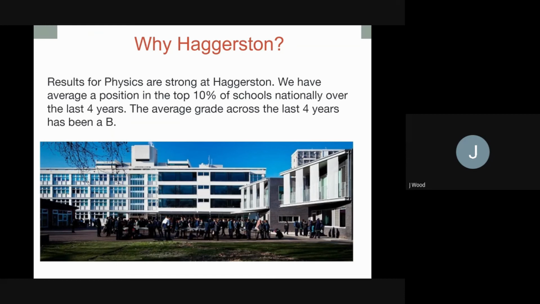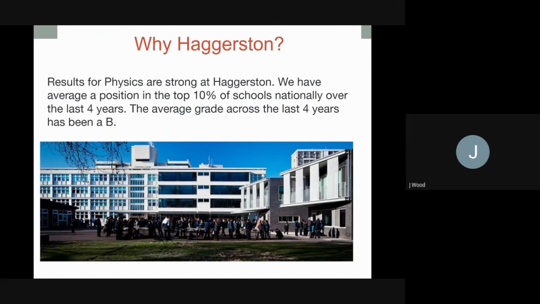So one of the obvious motivations is that the results that we get are very strong. Over the course of the last 4 years, we've averaged a position in the top 10% of schools. In 2 of those 4 years, we're in the top 2 to 5%. So among the best schools in the country for the progress that students make from GCSE to A level. And the average grade across the last 4 years was a B. Students come in obviously with a range of grades, 6 and above generally, and they get at least a B on average after they pass through Haggerston's 2-year physics course.